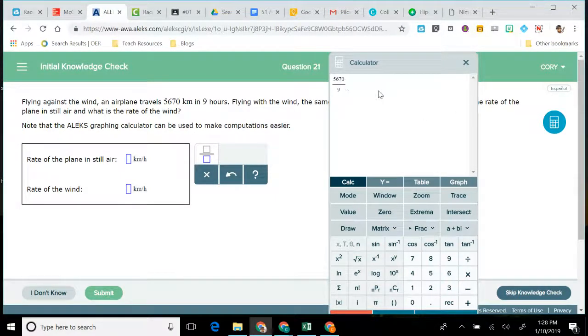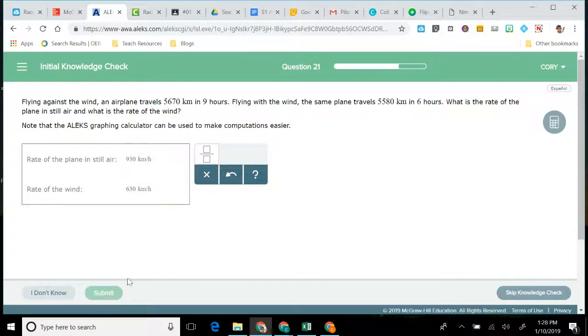Let's see. Can I just press enter? 630. So with the wind, 630 kilometers per hour. And the other one is 5,580 divided by 6. 930 kilometers per hour. So a good problem would be to convert that to miles per hour because we don't really talk about kilometers per hour.